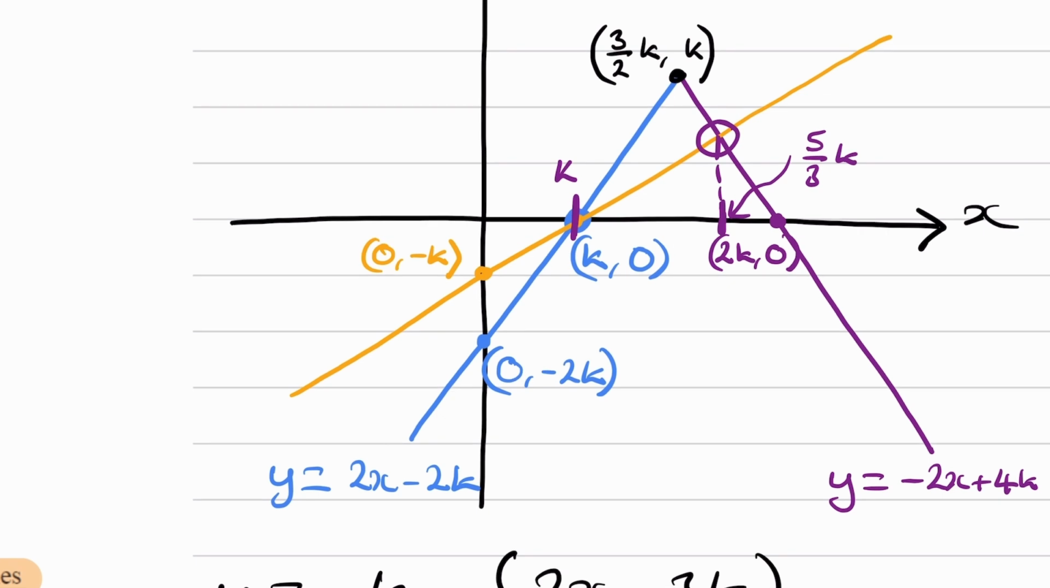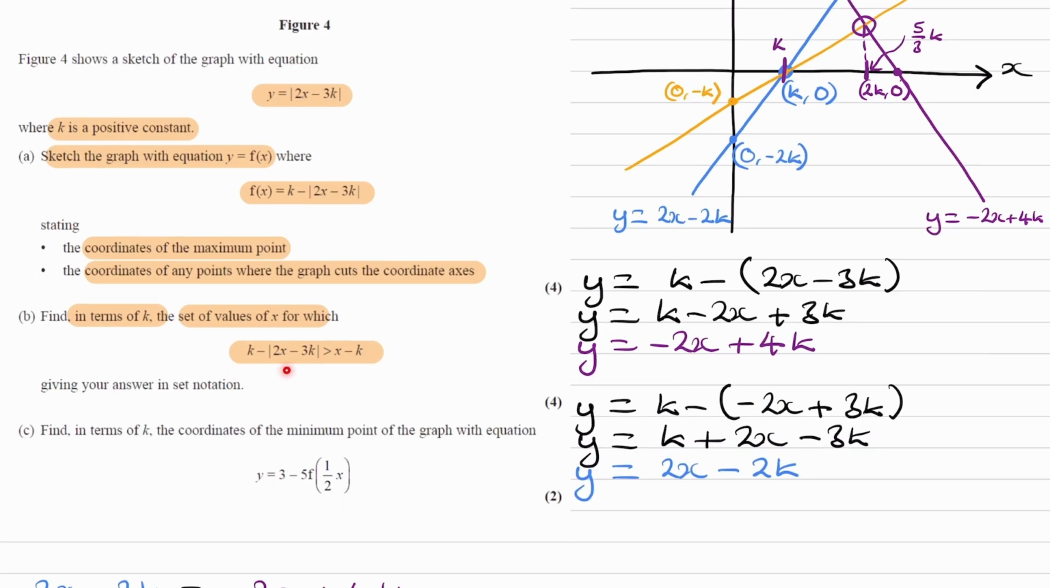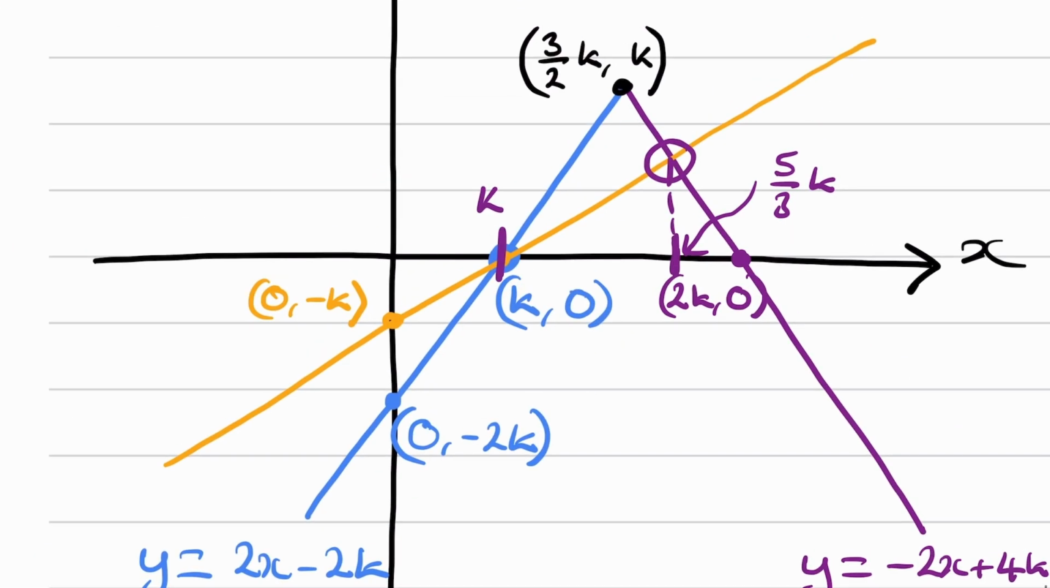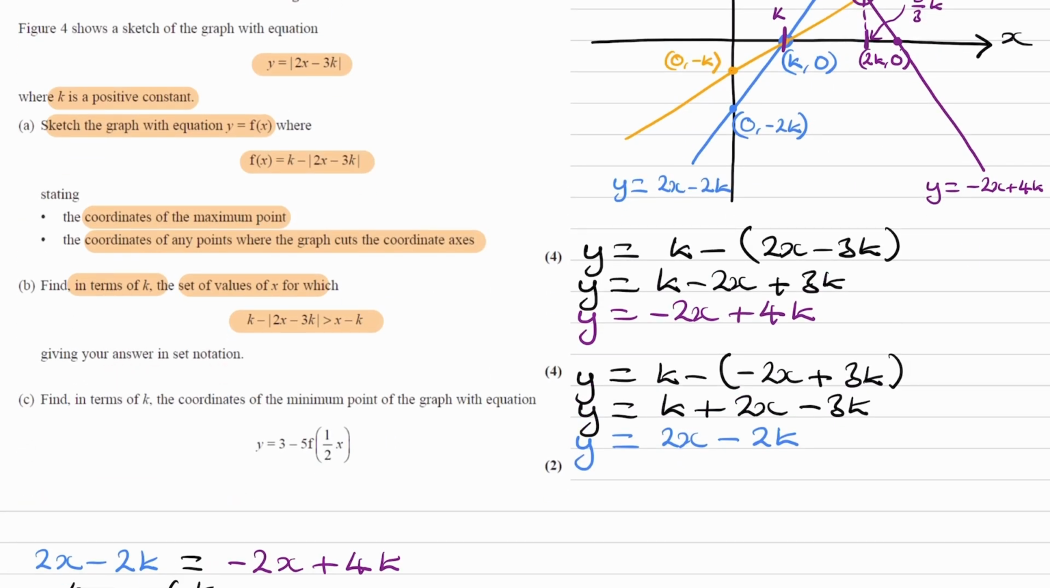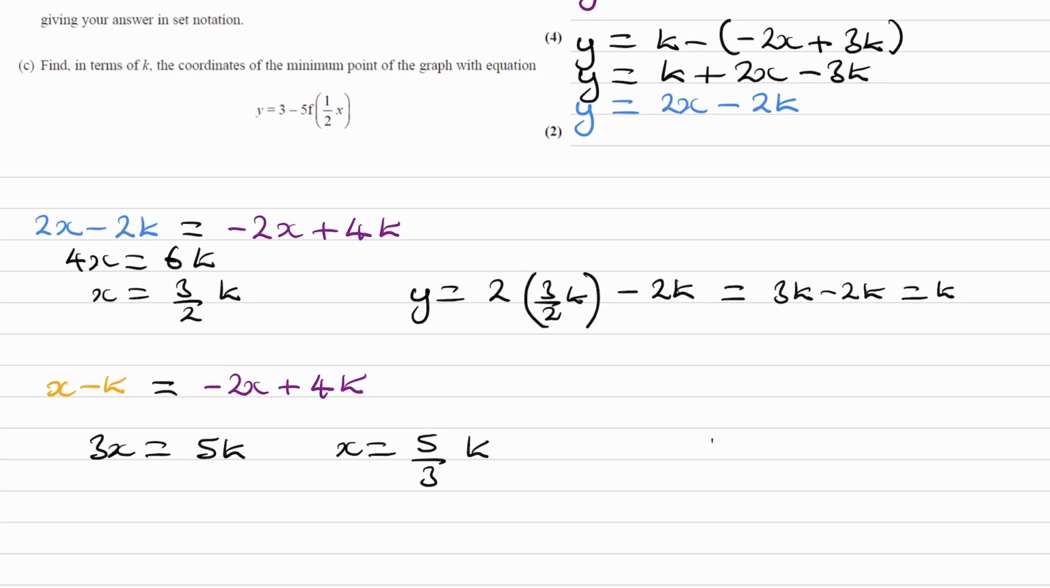And so that's our interval between k and 5/3 k, not including those two numbers, because if we look back at the inequality in the question, it says the modulus function is greater than x minus k, not equal to it, so we're not including k or 5/3 k in our final answer. Bear in mind the question says to give our answer in set notation, so our answer would be k is less than x, which is less than 5/3 k, and then put it in set notation, so put the k colon in front, and then we have the curly brackets as well. And that'll be our final answer to part B.